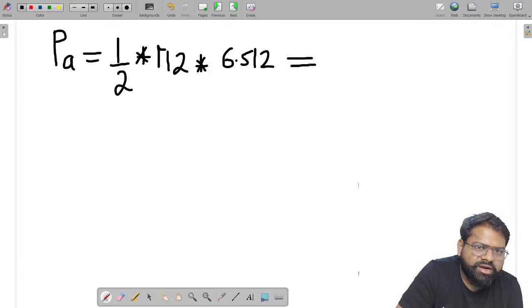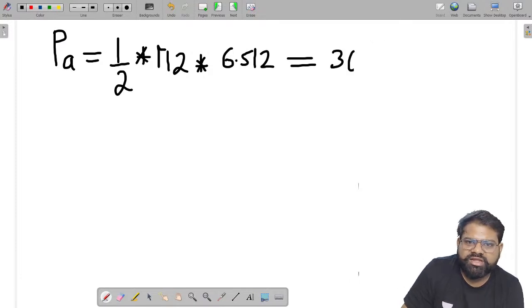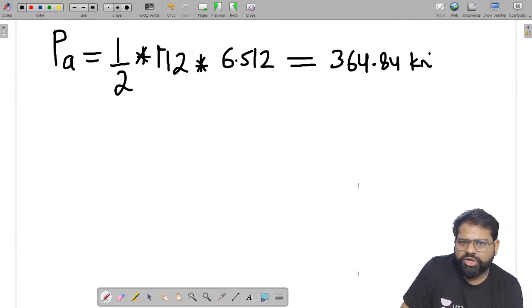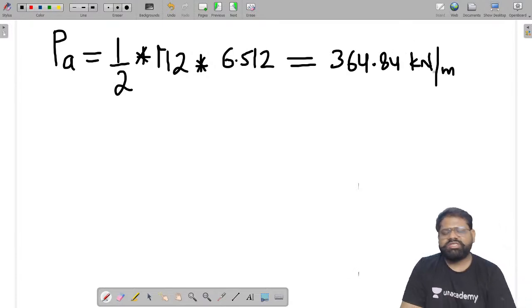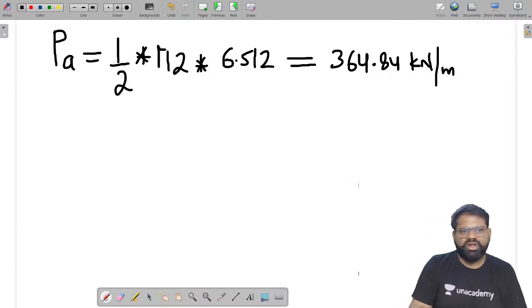On solving, tell me by the calculator what is the value of thrust. 112 divided by 2 multiplied by 6.512. The value comes out to be 364.84 kilonewton per meter. Yes or no? This is the value of the thrust.